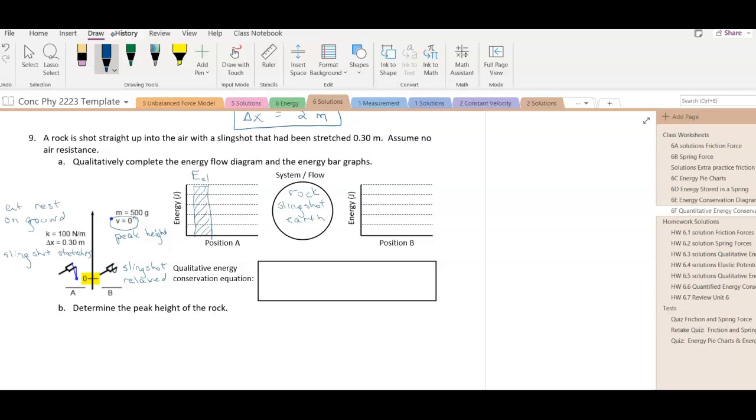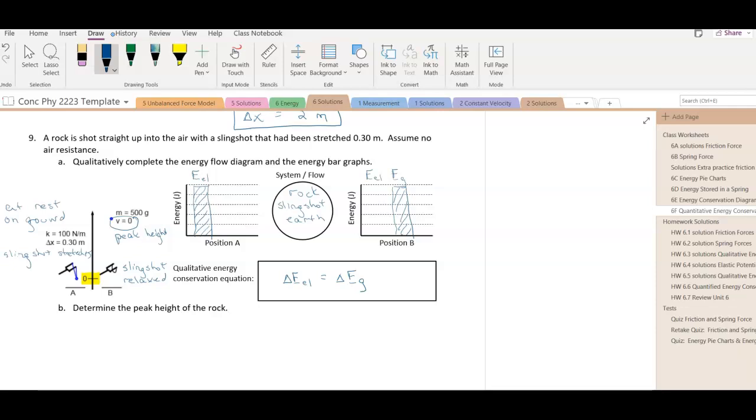At position B, there's no more EEL. The slingshot is now relaxed, so that is not there anymore. But the rock is very high, so there's gravitational potential energy. Okay, so all of the elastic potential energy, which we saw at the beginning, is now redistributed, and it has been stored as gravitational potential energy. And the question is, what is the peak height of the rock?